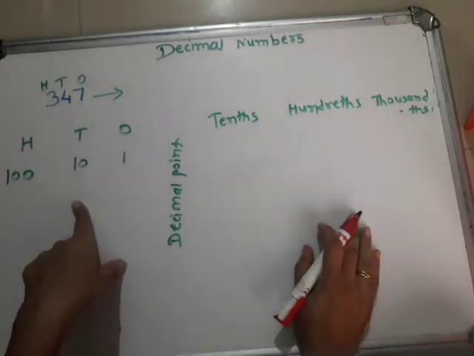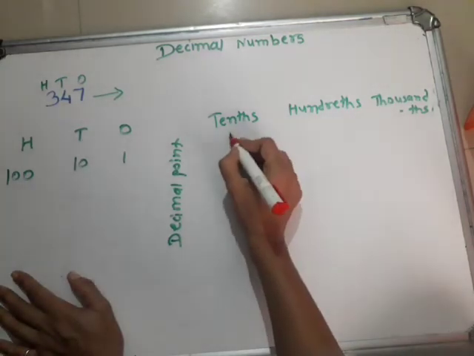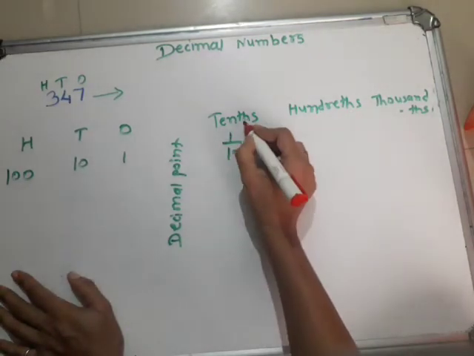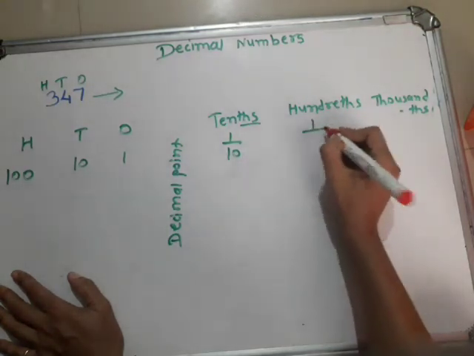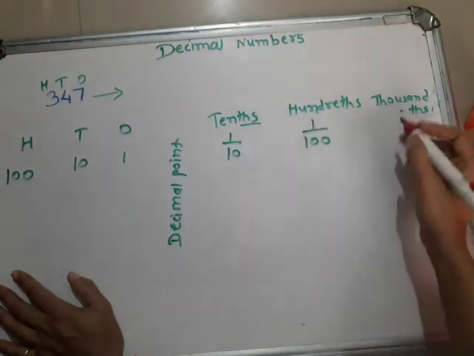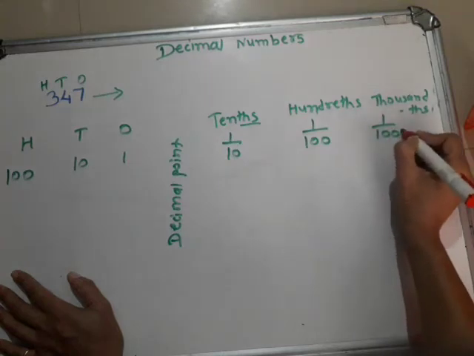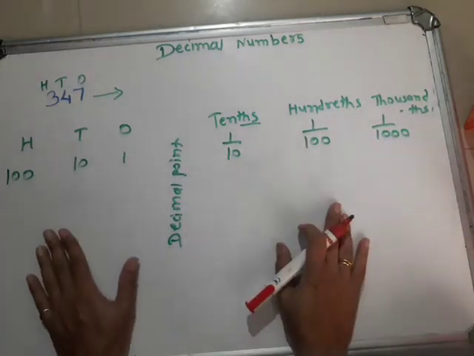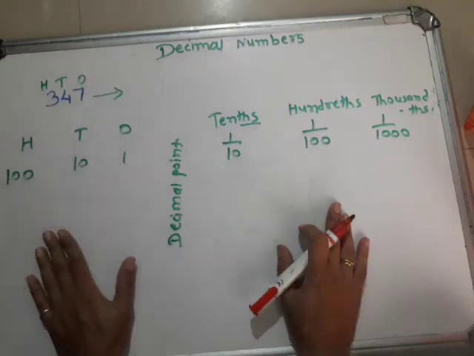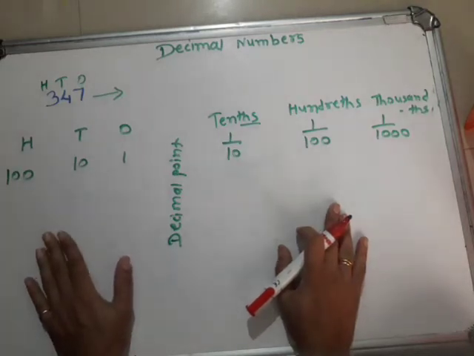Now tenths place means 1 upon 10. See here, THS, this is in fraction. 1/10, then 1/100, and this is 1/1000. These are the places. This is the place value chart for decimal numbers. Now we see here the digits to the right of the ones place are separated using a decimal point.